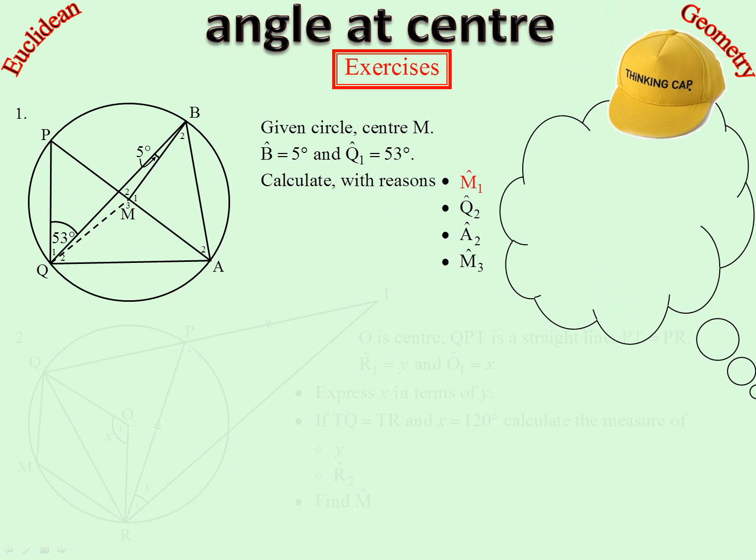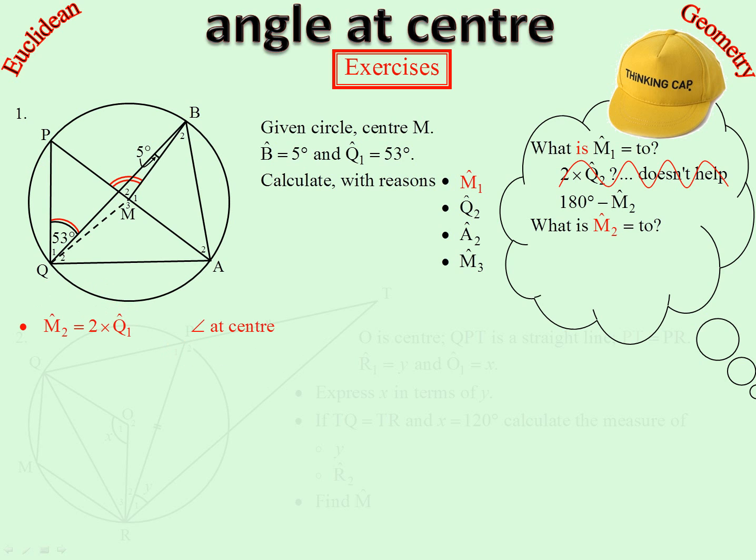So we start our thinking process. We say, well, what is M1 equal to? Twice Q2. But it doesn't help. So we'll laugh that off. So we say, well, let's combine 180 minus M2, M1 is equal to. So let's say, what is M2 equal to? And that we can find. Have a look there. So therefore we say M2 is twice Q1, angle at center. Therefore M1 is 180 minus M2, adjacent angle, straight line, 74 degrees.